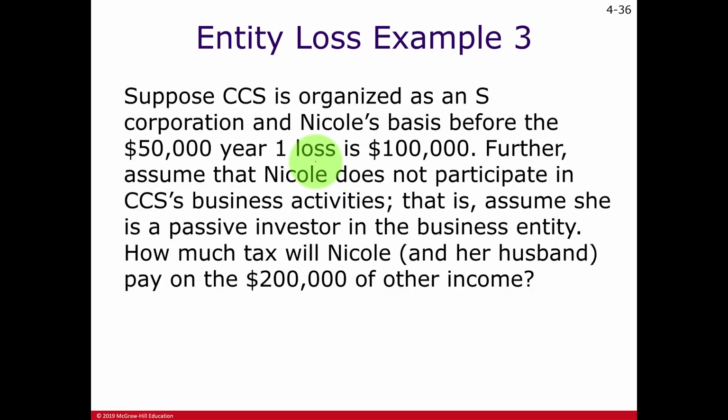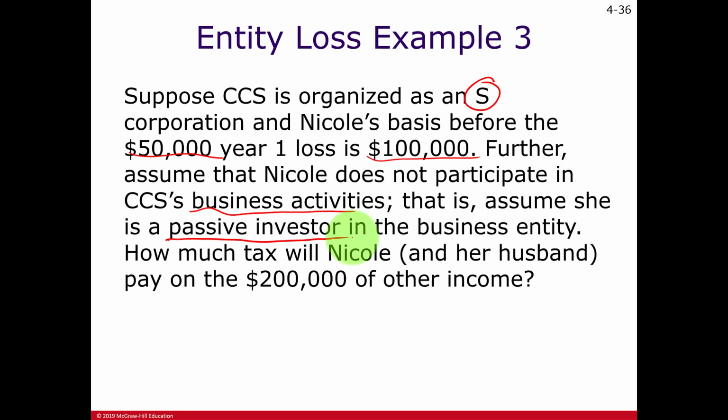Next assumption, suppose CCS is organized as an S again, and Nicole's basis, this is her investment in the company, is 50,000 for the year. But in this first year, there's a loss of 100,000. Further assume that Nicole does not participate in CCS's business activities. In other words, she's a passive investor in this company. It's kind of hard to believe, if you're the owner and the only person working in the company, that you don't really do any business activities, but that's the assumption we're making here. Okay, she's a passive investor.